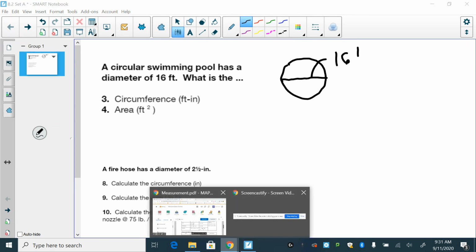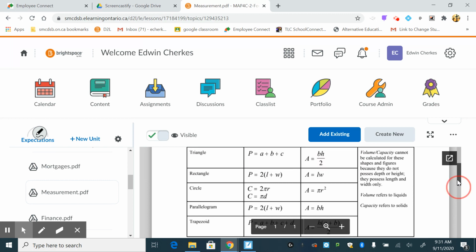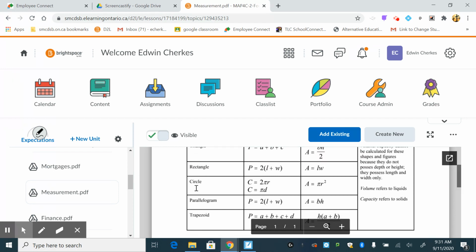First, let's go to our formula package and go to measurement and look up what the circumference of a circle is. So it's right here. You have two formulas. You can use 2 times pi r or pi times diameter. Since I have the diameter, I'm just going to use this one.